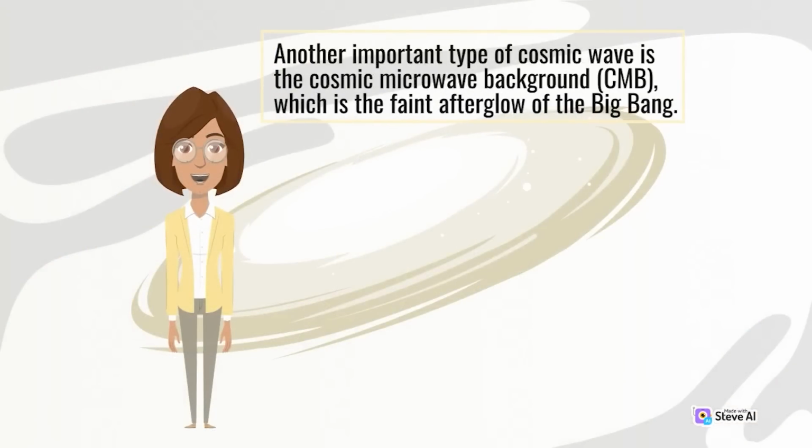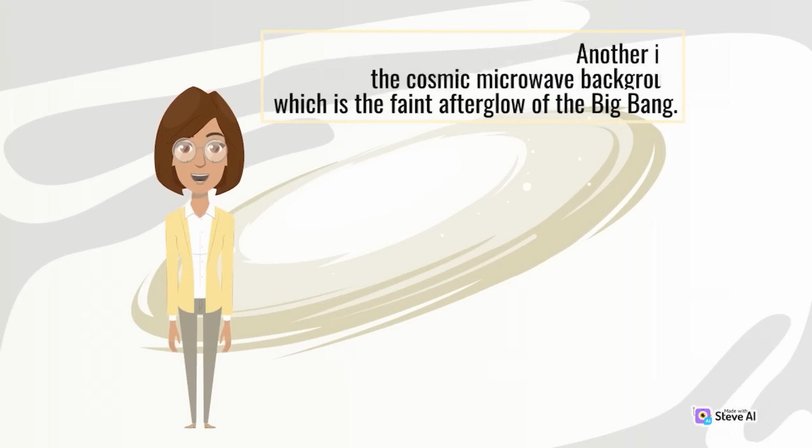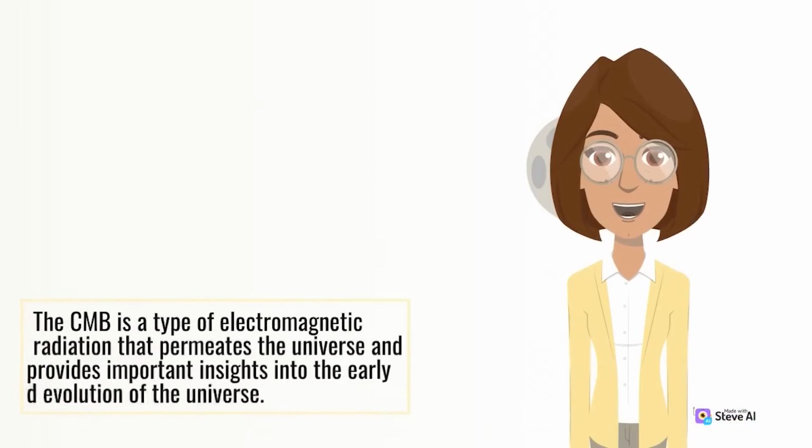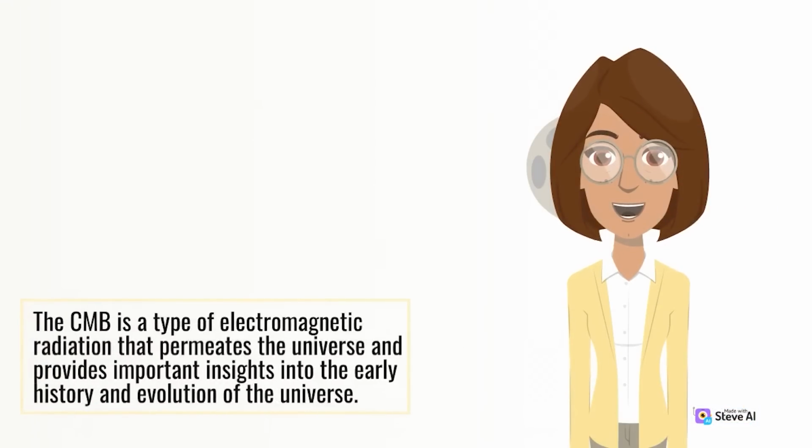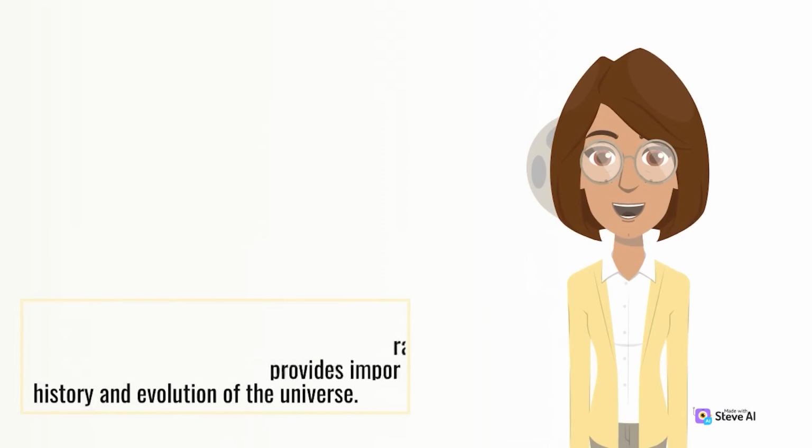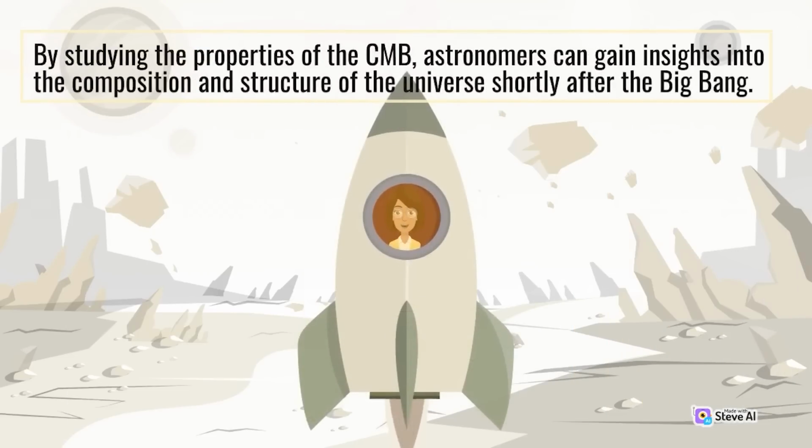Another important type of cosmic wave is the cosmic microwave background, CMB, which is the faint afterglow of the Big Bang. The CMB is a type of electromagnetic radiation that permeates the universe and provides important insights into the early history and evolution of the universe. By studying the properties of the CMB, astronomers can gain insights into the composition and structure of the universe shortly after the Big Bang.